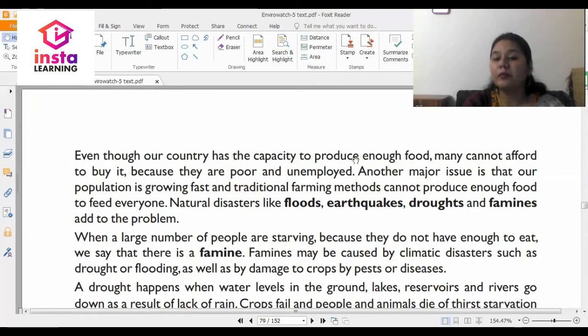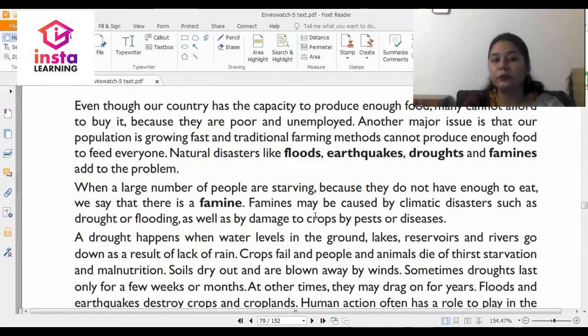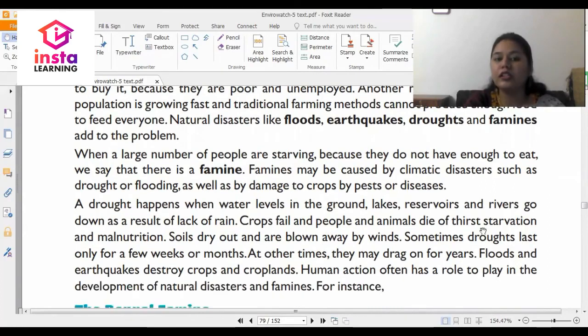Even though our country has the capacity to produce enough food, many cannot afford it because they are poor or unemployed. Another major issue is that our population is growing fast and traditional farming methods cannot produce enough food. And then you have natural disasters also. When a large number of people are starving because they do not have enough to eat, it is called a famine, and it could be caused by climatic disasters such as drought or flooding, as well as damage to crops by pest or disease.